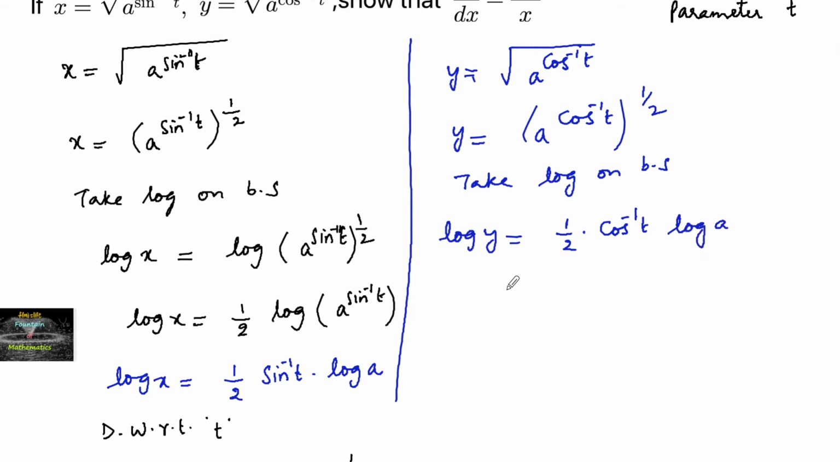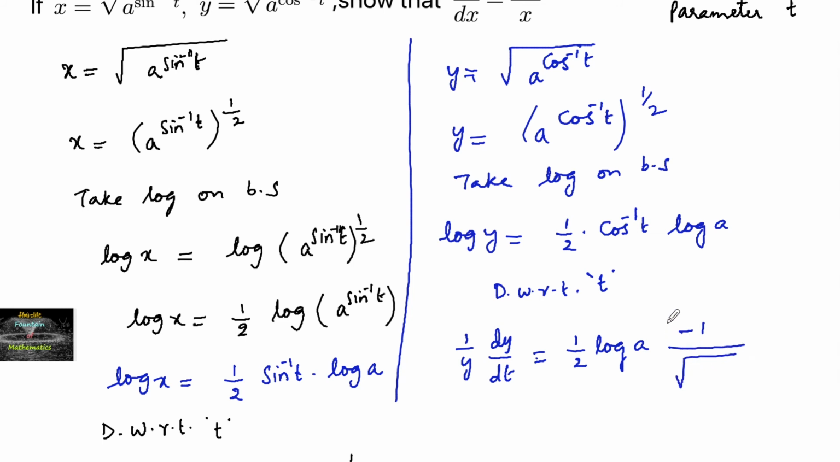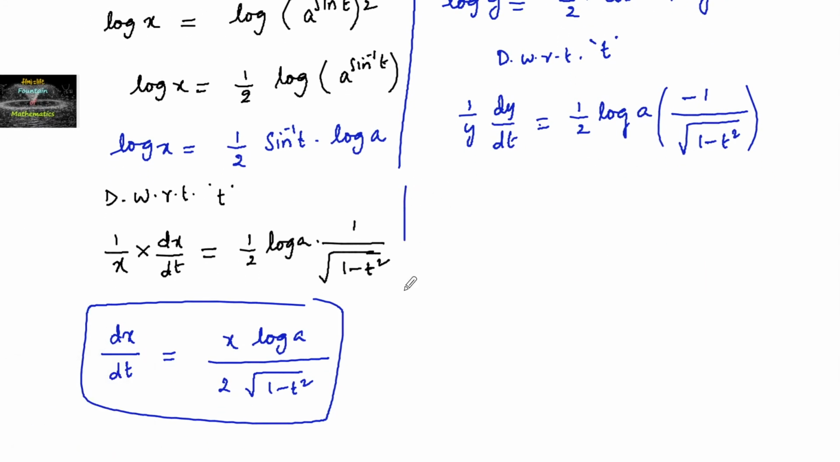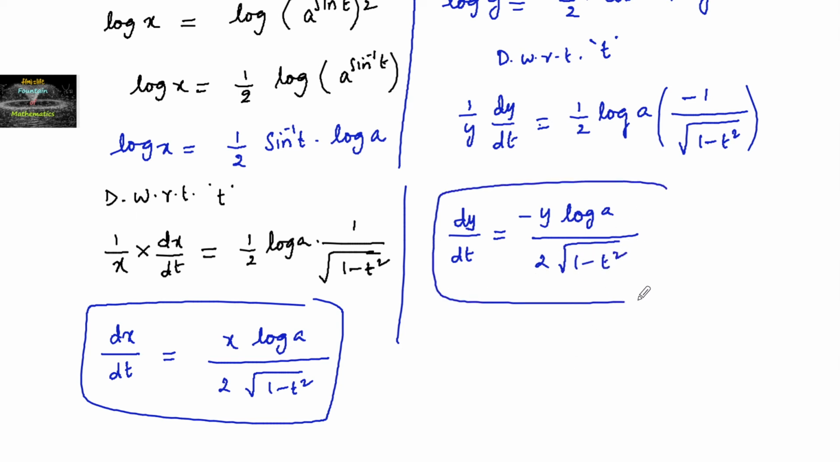So now differentiate with respect to the parameter t. So we have 1 upon y dy by dt is equal to 1 by 2, log a is a common constant, and differentiation of cos inverse t we can write as minus 1 upon root over 1 minus t square. So that we'll have dy by dt is equal to minus y log a upon 2 times root over 1 minus t square. So this is your dy by dt.